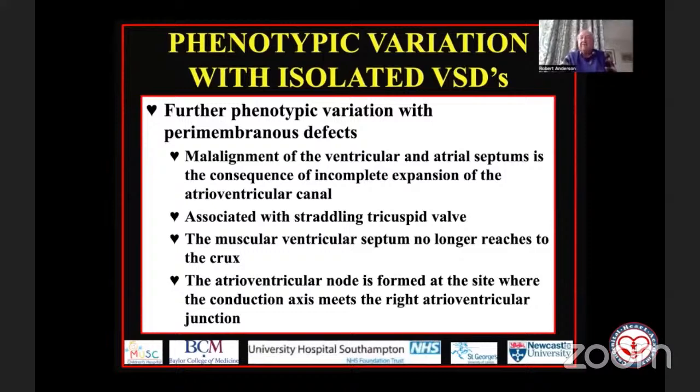Because of that, the atrioventricular node will be formed at the site where the septum, and hence the conduction axis, meets the right atrioventricular junction. Now, it's important to remember that if we look into the left ventricle, there will still be fibrous continuity between the leaflets of the mitral and tricuspid valves. So this will be a perimembranous defect.